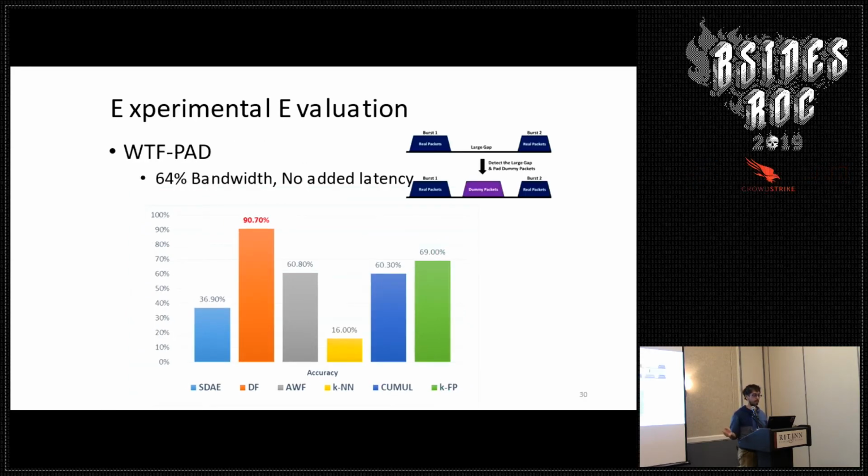But perhaps more importantly, we also studied these things against defenses. And we have these two defenses. One is WTF-pad. In our lab experiments, we're getting 64% bandwidth overhead, so really high bandwidth overheads, with all of that extra dummy traffic, these fake bursts that are being added. We're still able to get 90.7% accuracy. So the defense that is most intended to be used in Tor does not look very safe right now.